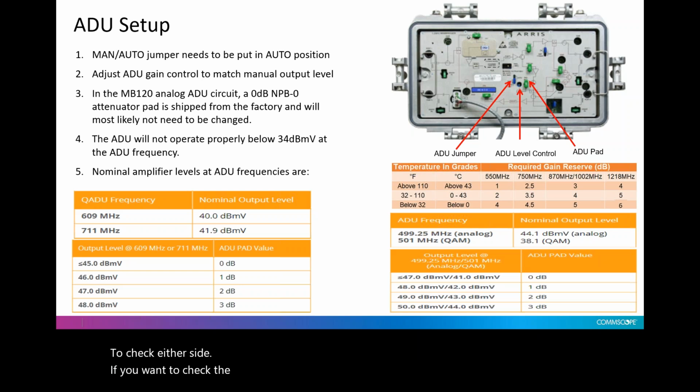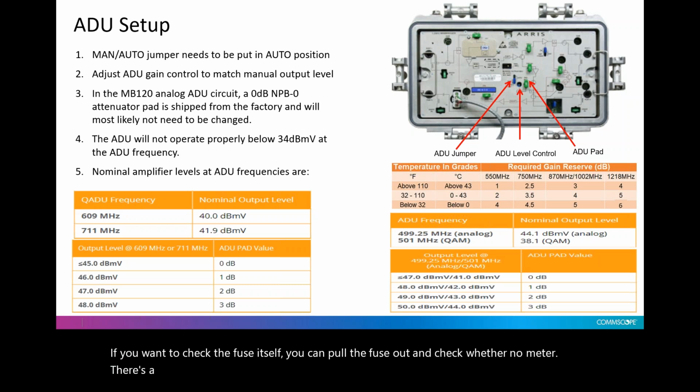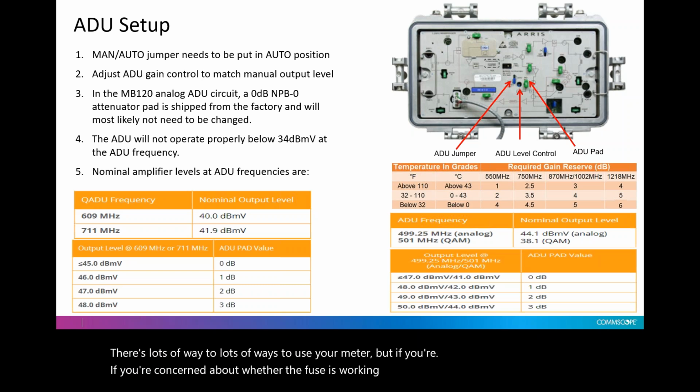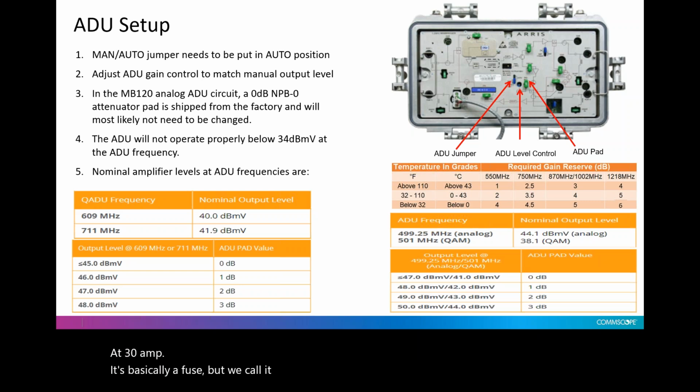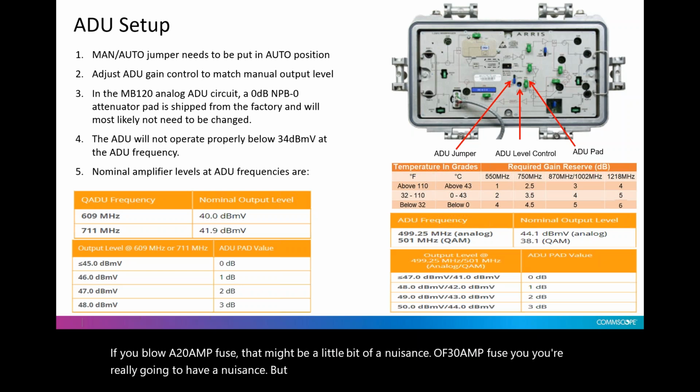If you want to check the fuse itself, you can pull the fuse out and check with an ohm meter. There's lots of ways to use your meter, but if you're concerned about whether the fuse is working at 30 amp, it's basically a fuse, but we call it a shunt because of how much power we're trying to drive through that amp. Most of these amplifiers can maintain a 17 or about a 15 amp draw without any real problem. If you blow a 20 amp fuse, that might be a little bit of a nuisance. A 30 amp fuse, you've got more than a nuisance.